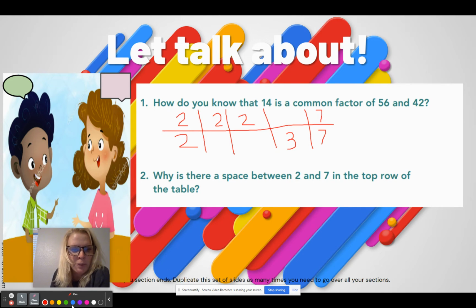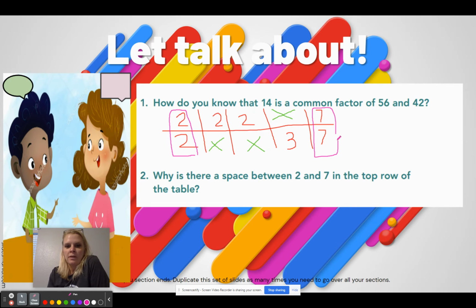Now, one way that might help you keep your table a little more organized is if you cross out, okay, right here. Like if I put an X here, that tells me that I know that there's not a common 3 there. If I put an X here, that tells me that I know that there's not a common 2 there. All right, so therefore, the only things that can be in common are the ones that are stacked on top of each other, is a 2 and a 7. And when you multiply it together, like we talked about a while ago, 2 times 7 equals 14.